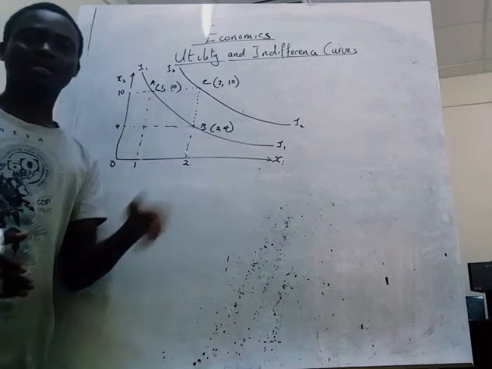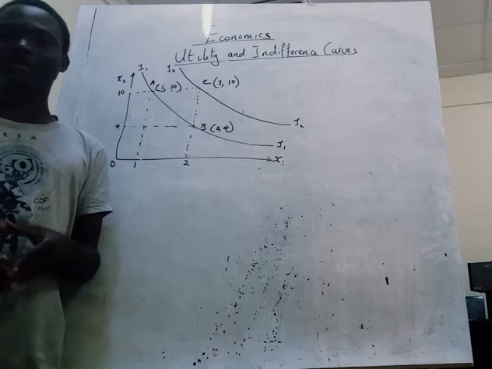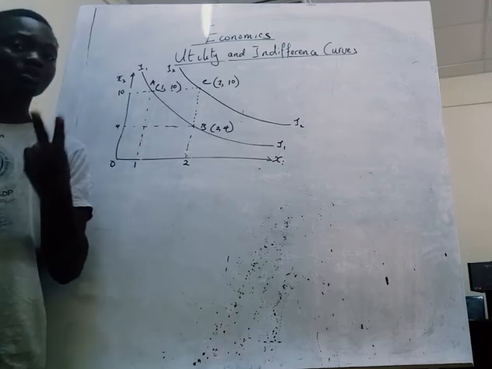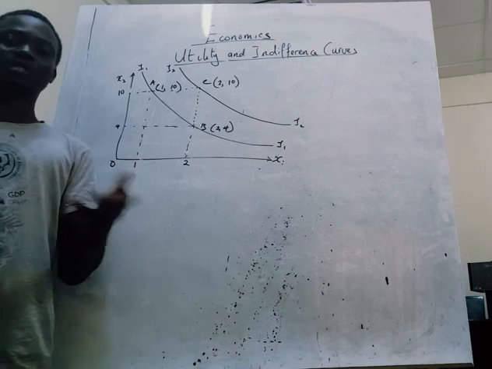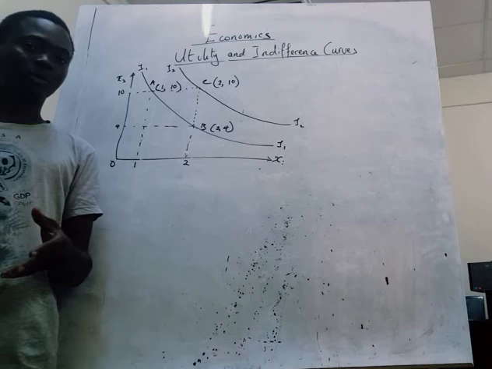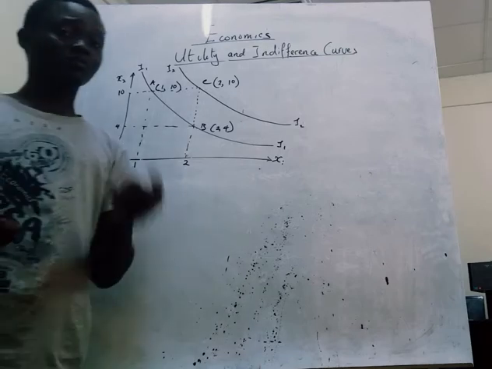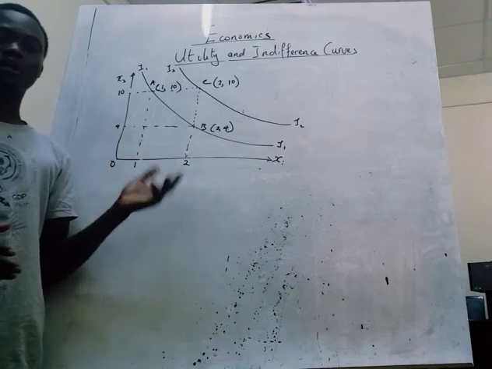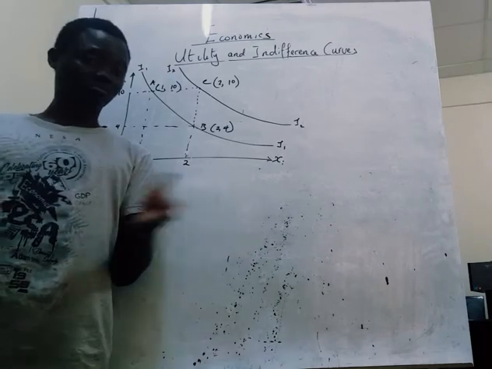So what is an indifference curve? An indifference curve is a locus of points that contains different combinations of 2 goods that yield the same amount of satisfaction to a consumer. Once again, an indifference curve is a locus of points that contains different combinations of 2 goods, just 2 goods, that yield the same satisfaction to a consumer. Now, that is grammar. You may agree with me.